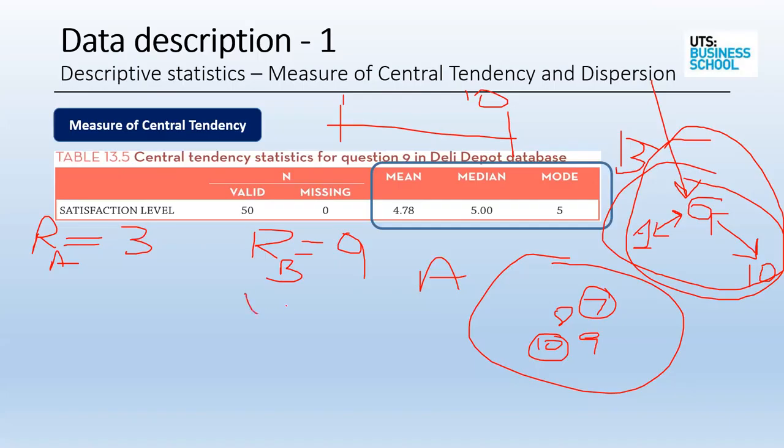So the higher the range, the higher the dispersion in the data. And if there is very high dispersion in the satisfaction levels, it means that some consumers are extremely happy, some are very unhappy. So that means the manager has to pay special attention to factors which have high variability. So that's the whole idea.